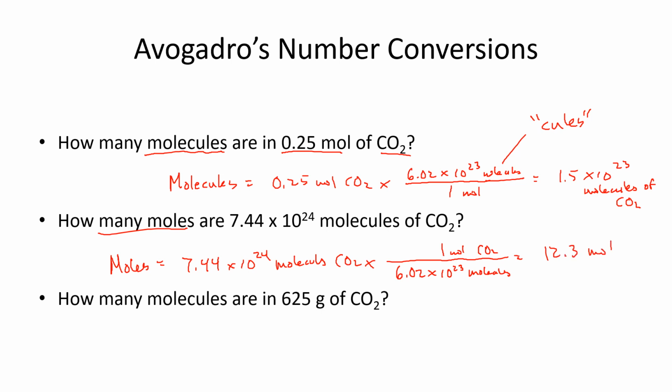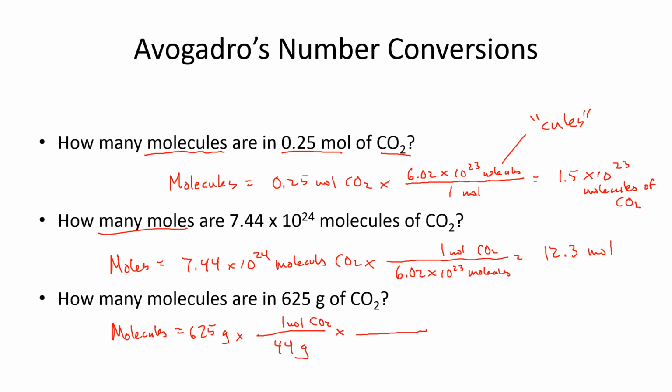12.3 moles. Great. How many molecules are in 625 grams of CO2? Ooh, so now we're combining the Avogadro's number along with the molar mass that we worked on in the last lesson. So we're looking for molecules again, only instead of moles, we have this mass, 625 grams. So we're going to have to convert into moles first, and we know there's 44 grams for every mole of CO2. If you don't believe me, you can look up those masses on your periodic table.